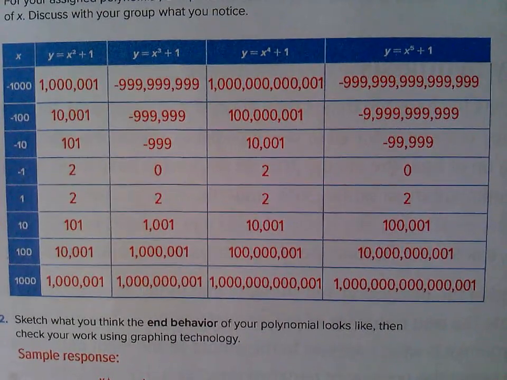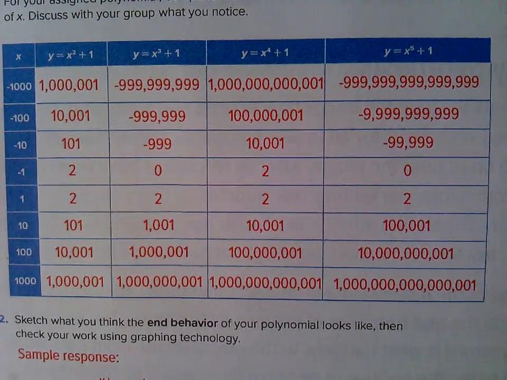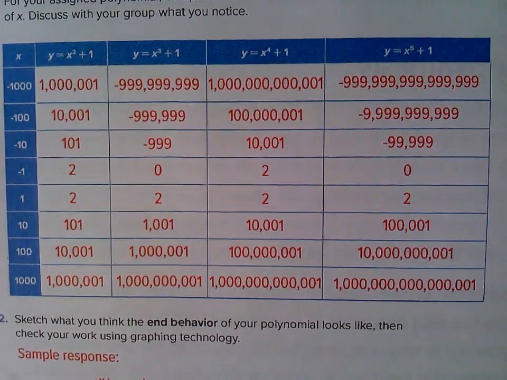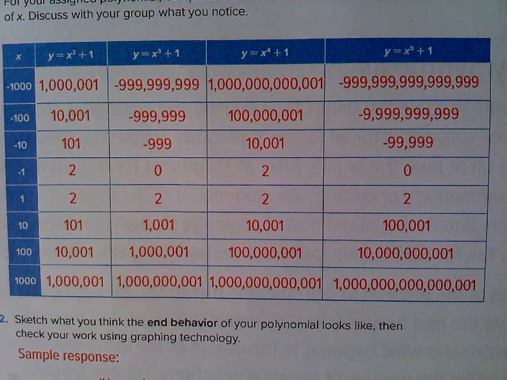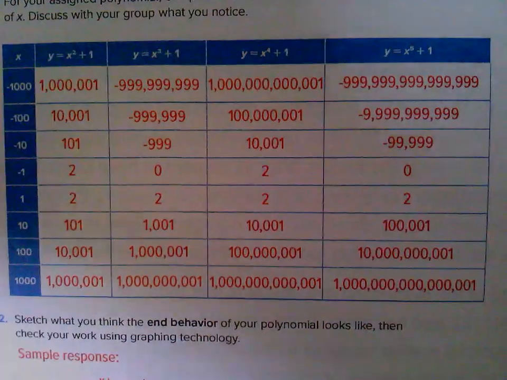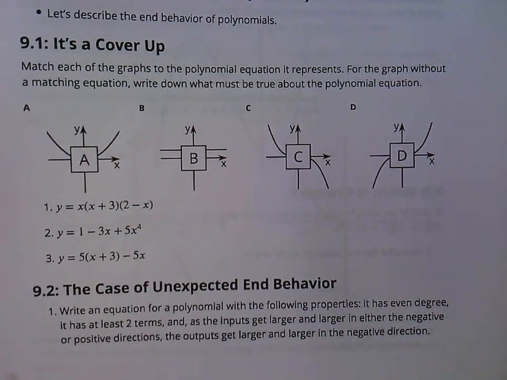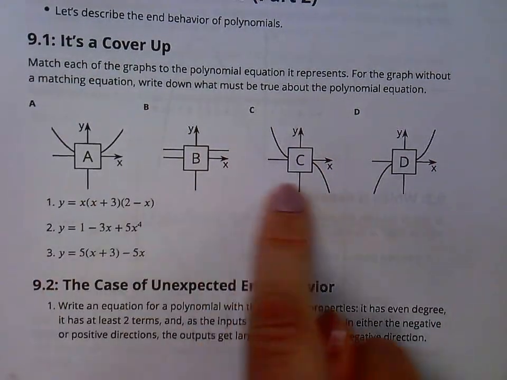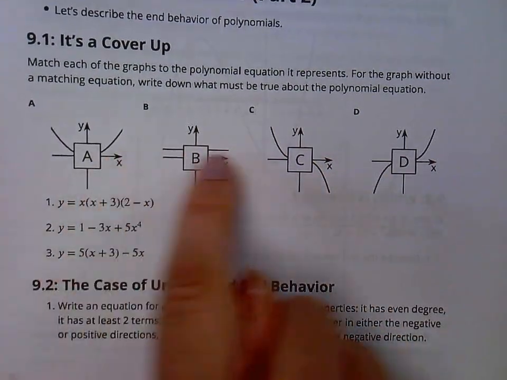I'll give you one more minute, and then we're going to play the pose game. None of you are going to stand up and put your arms up? No? I will. Okay. So we are skipping ahead to 9.1 and looking at matching the graph to the equation.